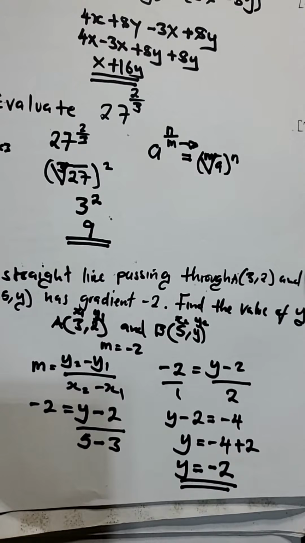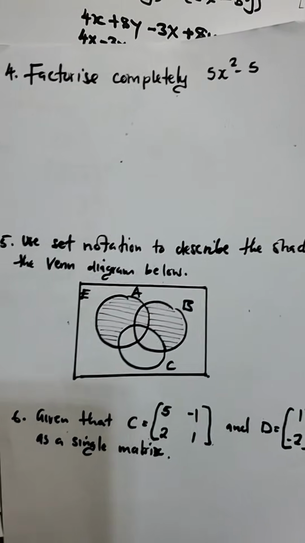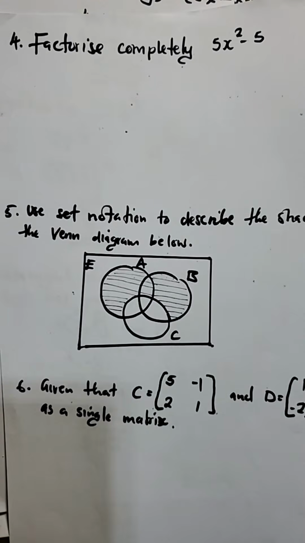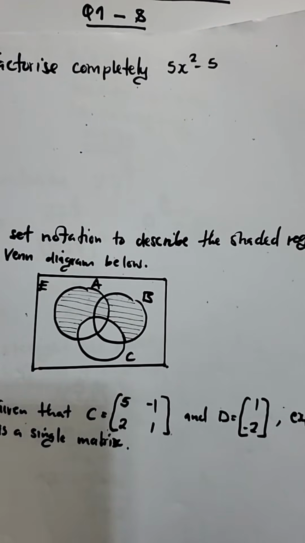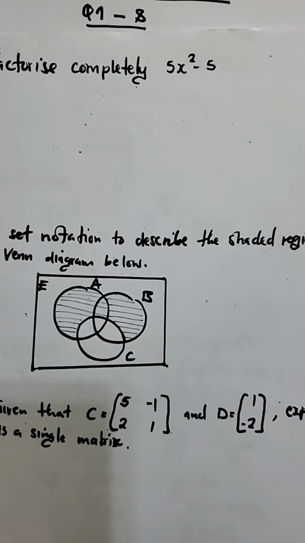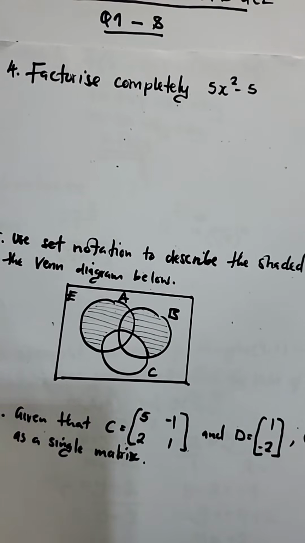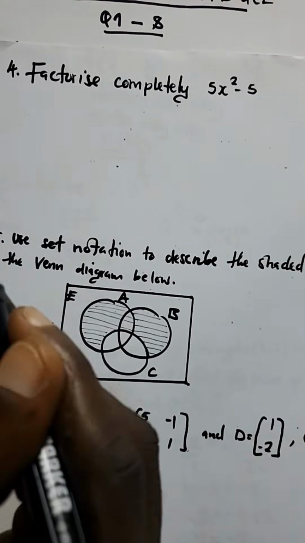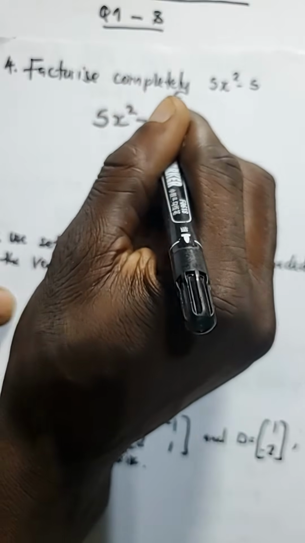All right, so we are done with question 3. Let's go to question 4 of the same paper. Question 4 is under algebra, and we are asked to factorize completely. How do you factorize this completely? It is very simple. Let me just rewrite the question, which is 5x squared minus 5.